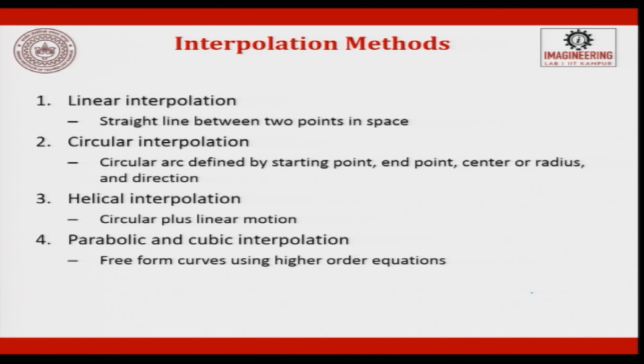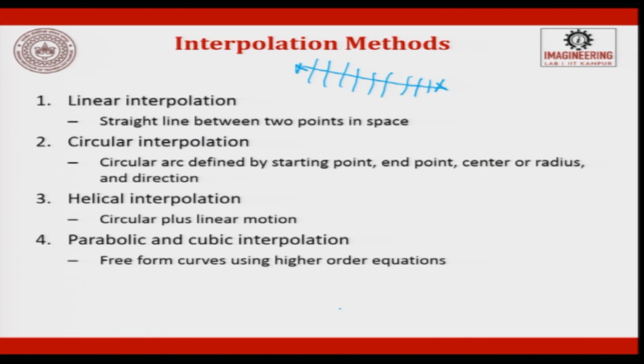So, when we talk about interpolation, I told you linear interpolation, we will have circular interpolation, we have helical interpolation. For complex jobs, we have parabolic and cubic interpolation. Linear interpolation is a start point and an end point, and between these 2 points discretizing several points is linear interpolation. A straight line between 2 points in space, the shortest distance between 2 points.